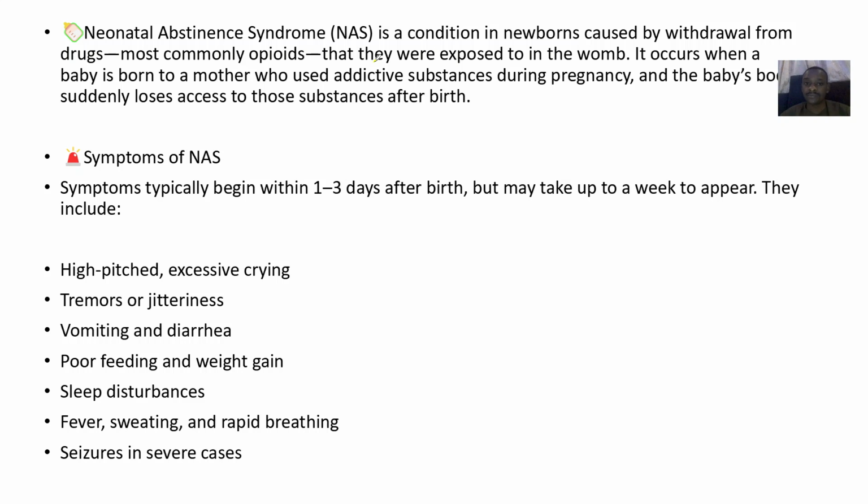It occurs when a baby is born to a mother who was using addictive substances. The mother was not taking these drugs as prescribed medically, but was abusing them, so the baby's body got used to the drugs. As you take the baby out during delivery, the baby loses access to those substances, so they have to react.